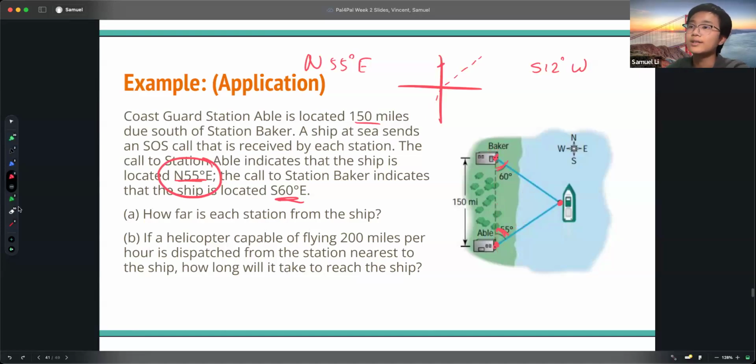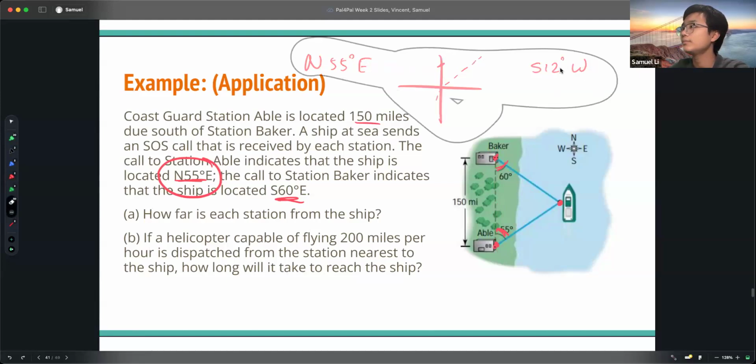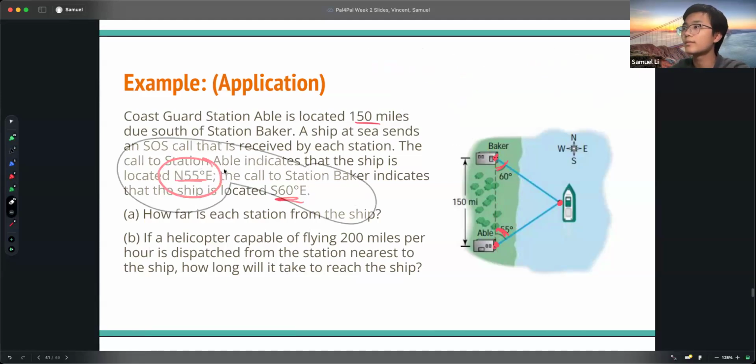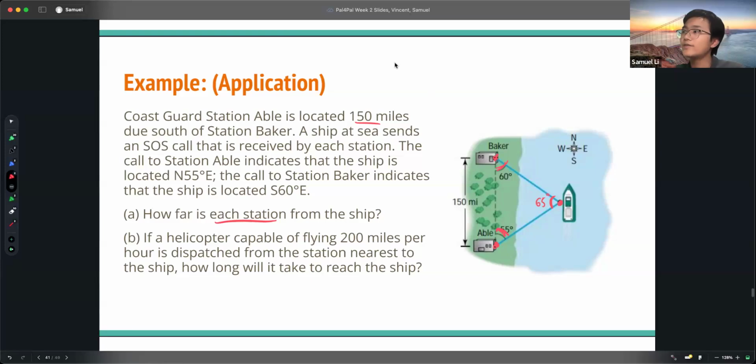Okay, I'll erase this real quick. We want to know how far each station is from the ship. Basically, we want to solve this triangle. So the first step will be to find this angle over here. We use 180 minus 55 minus 60, which is 65 degrees. And then we use law of sines. Let's call the ship S. So this right here would be B, and this right here would be A.